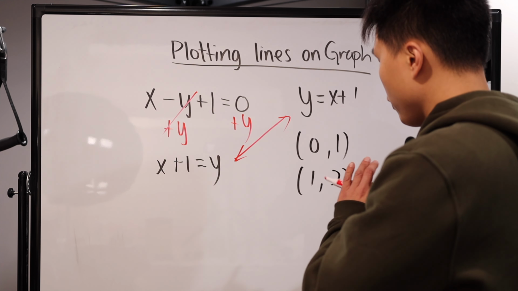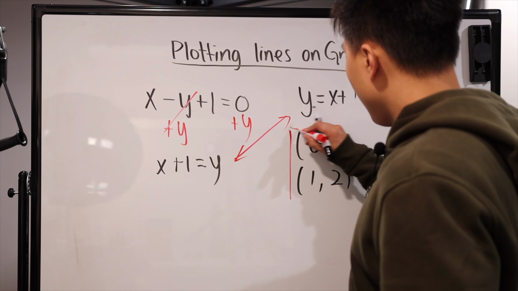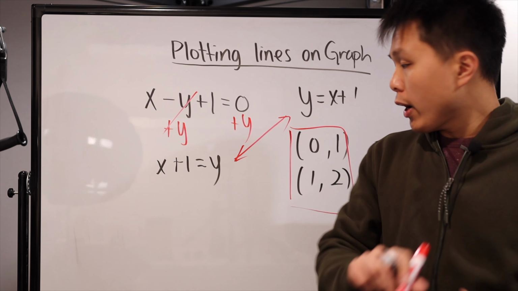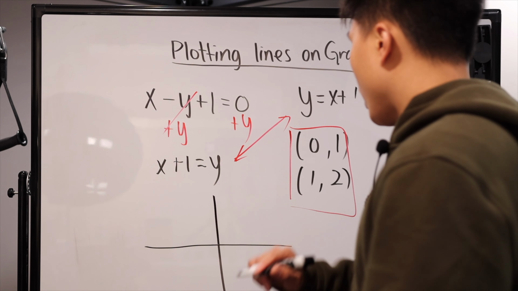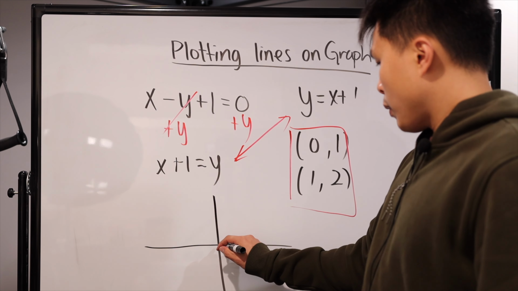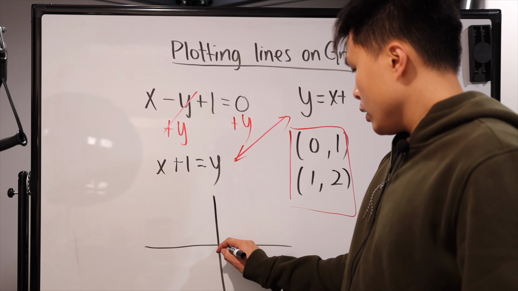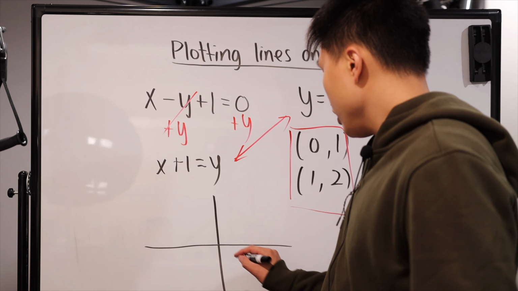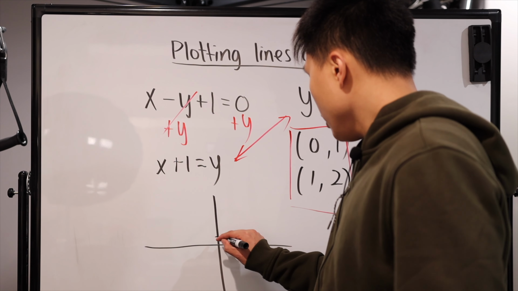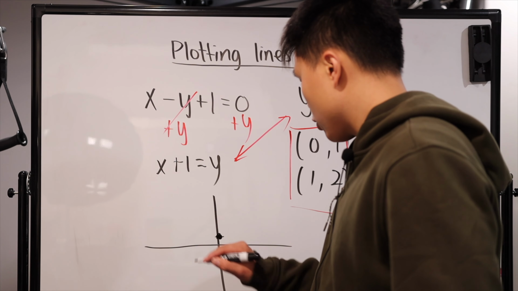Now I have both of these points that I am going to plot on a graph. So let's just draw a very simple x and y axis. This is my origin right here. The first one is going to be 0, which means I'm not moving anywhere for the x coordinate, and y is 1. So this is my first point.